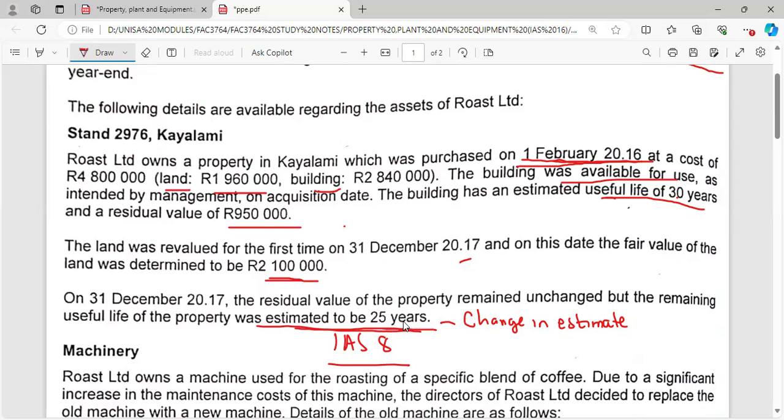Why do we have to add 1 year to 25 when calculating our depreciation? Anyone with an idea of the reason why? Why should we now divide by 26? I think we are also considering the current year. Yes. Take note: if a question says on 31 December, that's the end of the financial year. There was a change in estimate. So what it means is that from 31 December onwards, the useful life of the asset is 25 years.